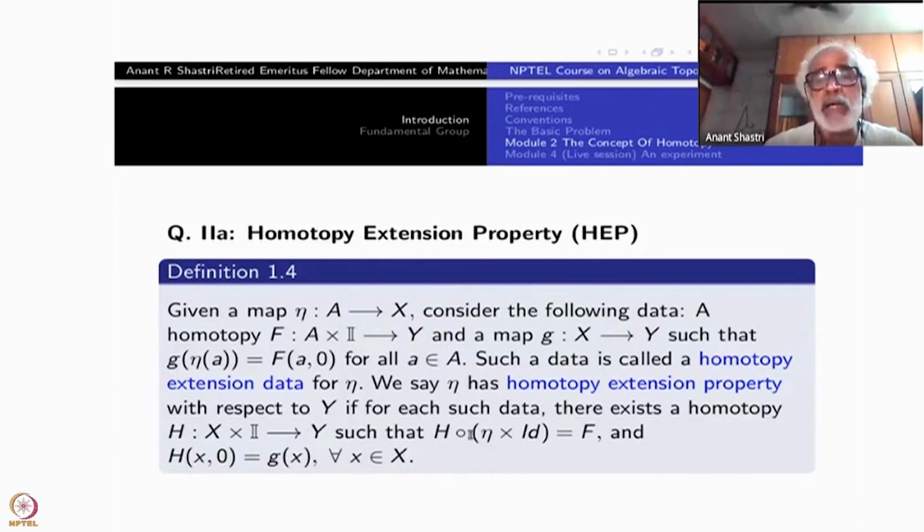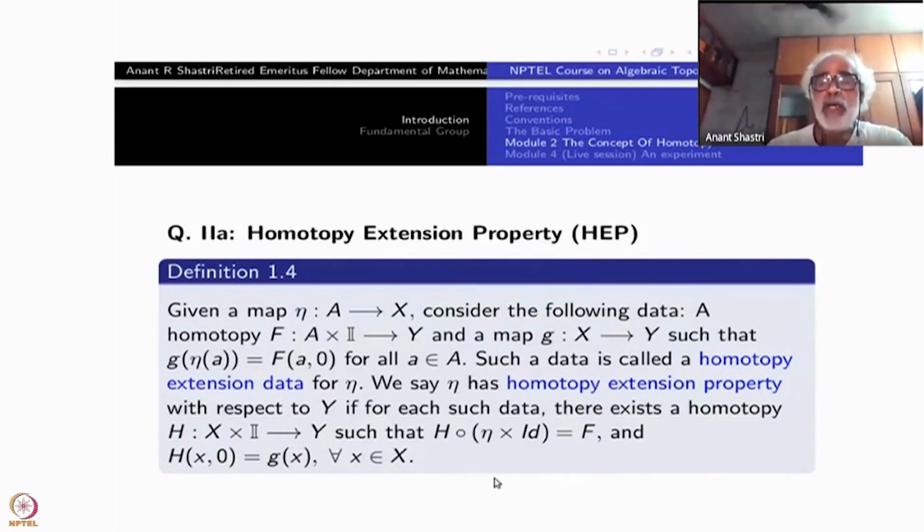if for each such data, there exists a homotopy H on the whole of X cross I to Y, such that when you restrict it to A cross I, it is the homotopy that has been already given. And the homotopy is not of an arbitrary map, it is the given function G. H(x,0) is G(x). So there is a homotopy of the extended map which extends the original homotopy. So that is the homotopy extension property.